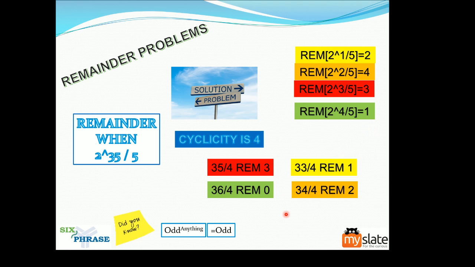Okay, we'll move on to the next one. Yes, you can see 2 power 35 by 5, the answer is 3. It is red color, so it belongs to this category. Because the remainder is 3, it belongs to this category.